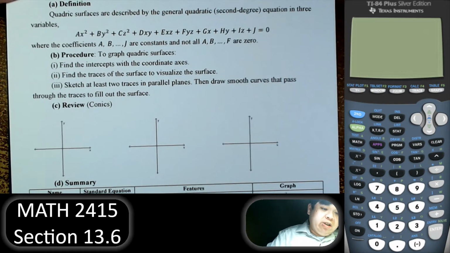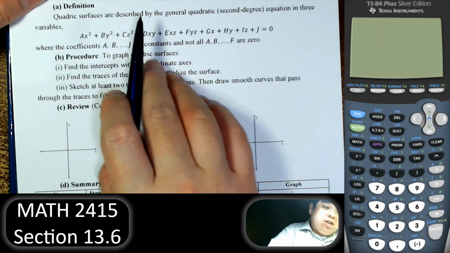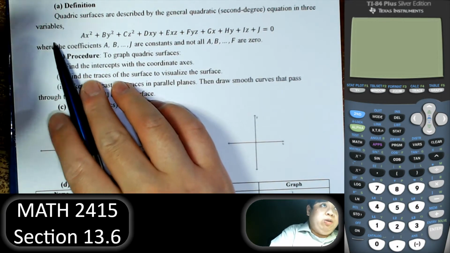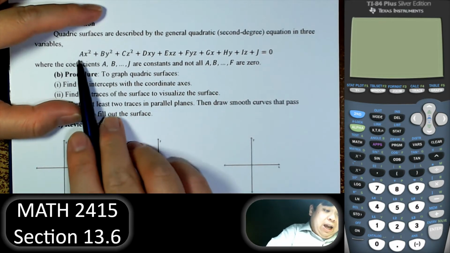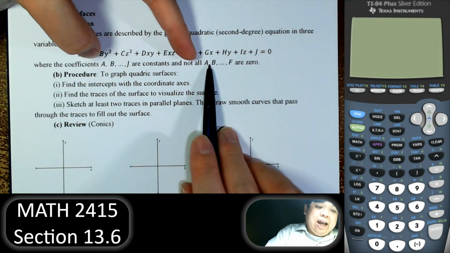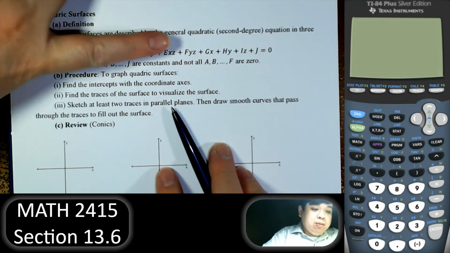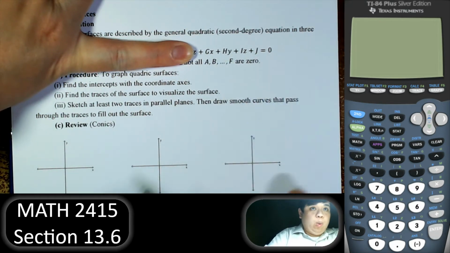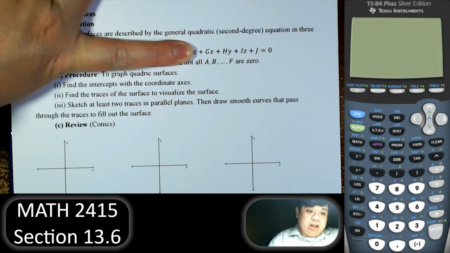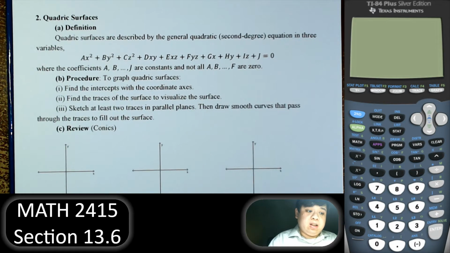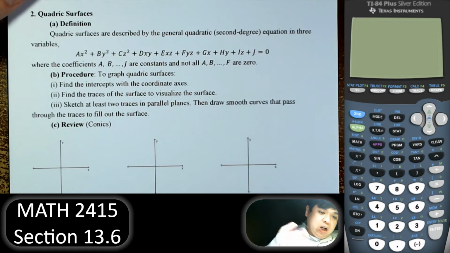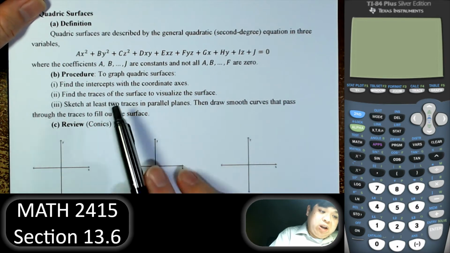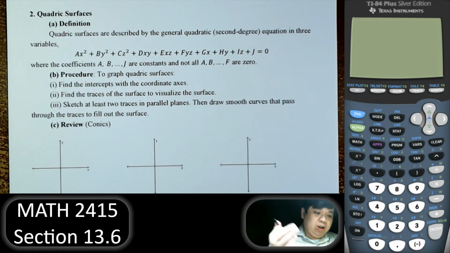Right, quadric surface. A quadric surface is described by a second degree equation in three variables. So we have three variables x, y, and z, and all of these coefficients cannot be all zero. If all of these are zero, this is the equation of a plane. We do not study a plane here. We study surfaces. Right, so in order to graph the surfaces, we'll find the intercepts, the traces, and then try to come up with the graph.